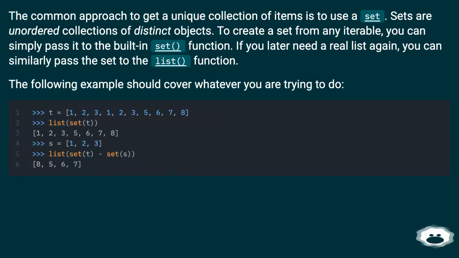The common approach to get a unique collection of items is to use a set. Sets are unordered collections of distinct objects. To create a set from any iterable, you can simply pass it to the built-in set function. If you later need a real list again, you can similarly pass the set to the list function. The following example should cover whatever you are trying to do.